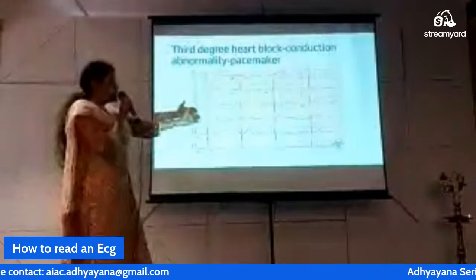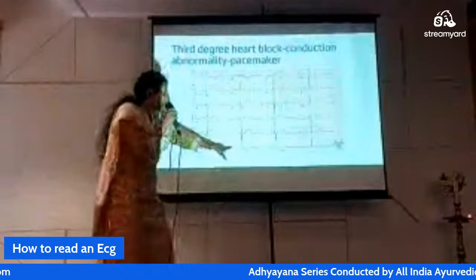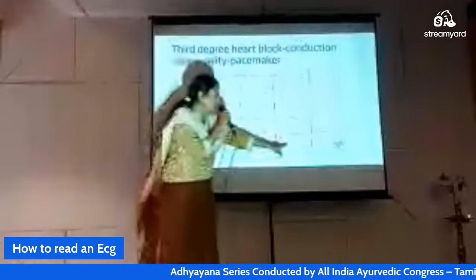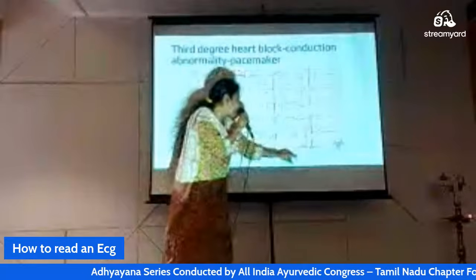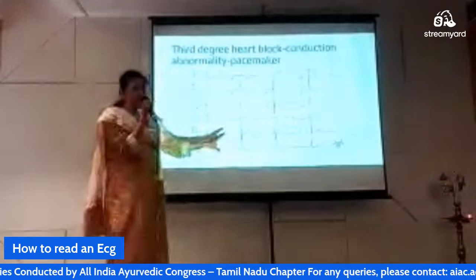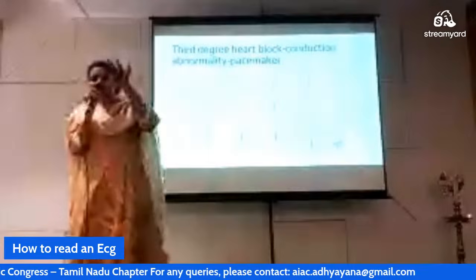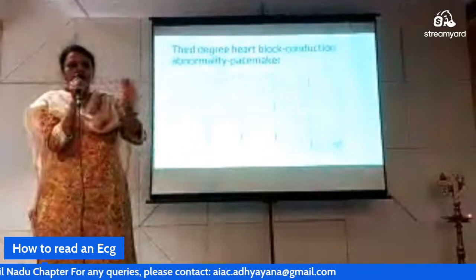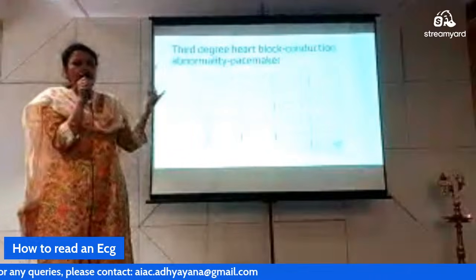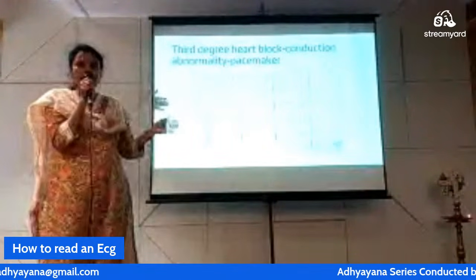See, the ECG is not even fine. One P wave is there, no QRS. Here also no QRS. Here there is no P wave, here there is a P wave, here there is no P wave. That means the atria will be contracting independently and the ventricle will be contracting independently, with no coordination between them. It is a third degree heart block. The rate will be only 40 or 35.